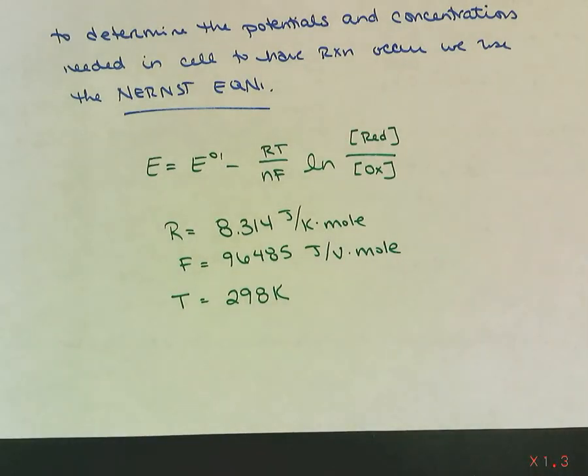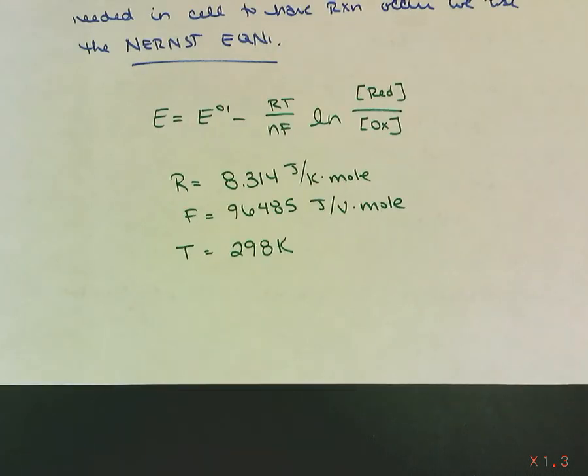Typically, we're going to use these values, where R is the gas constant in the joules per K-mole version of it, 8.314 joules per K-mole. F is Faraday's constant, 96,485 joules per volt mole. And the temperature, unless the problem tells you otherwise, we're going to assume 298.